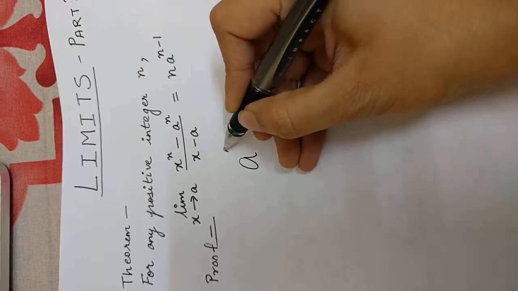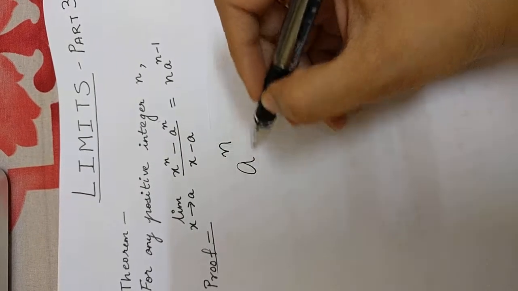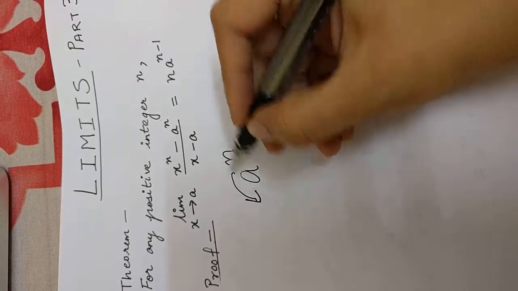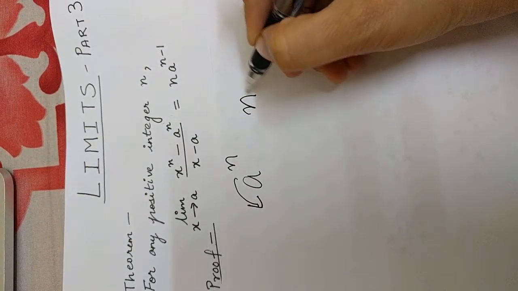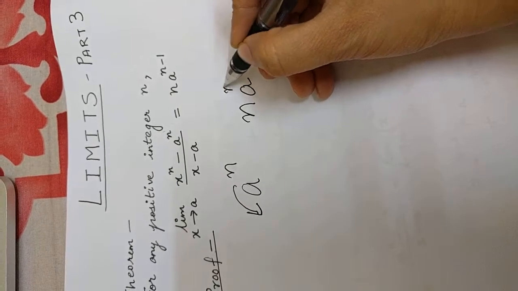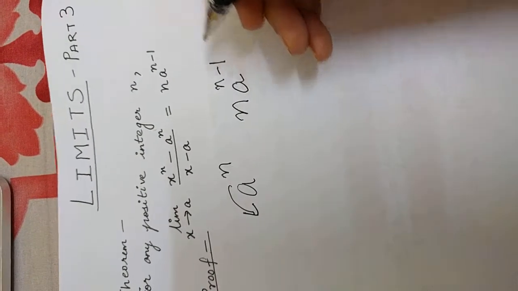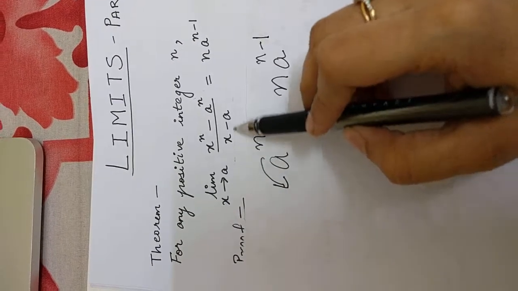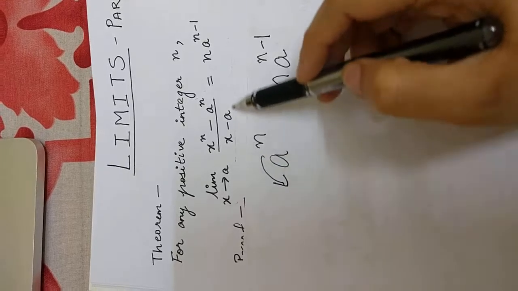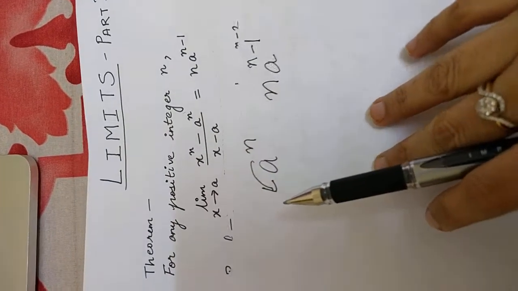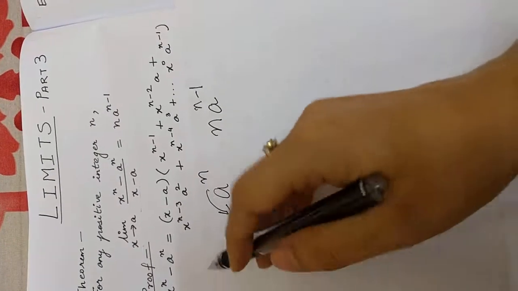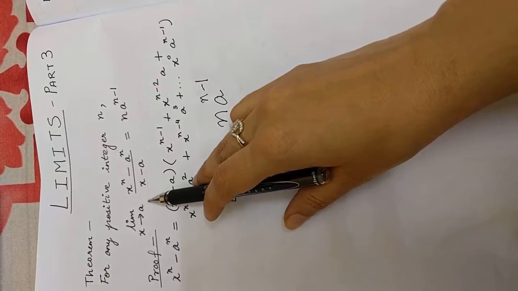For easy learning, we have this a to the power n. Now we bring this n to the left side, n, and decrease the power of a to n minus 1. So basically this is the formula. Okay, so now first we'll prove it. For proving it, there is another formula. See, we have to prove this.